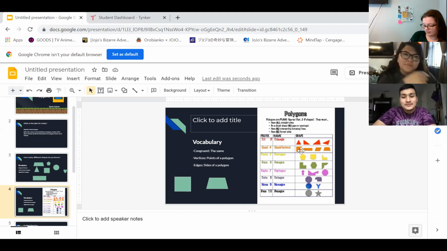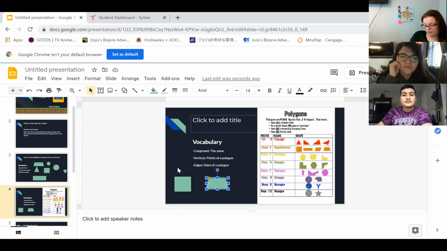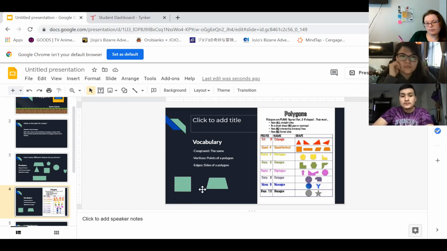Okay, right here. What's that called? The square. How many edges does it have? 4 edges and 4 vertices. Yeah, 4 edges, 4 vertices. So even though these two look different and they're called different names, are they still part of the quadrilateral group?